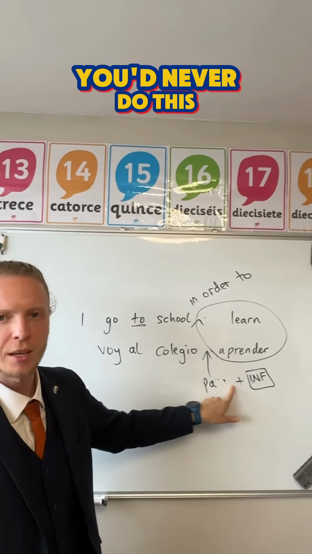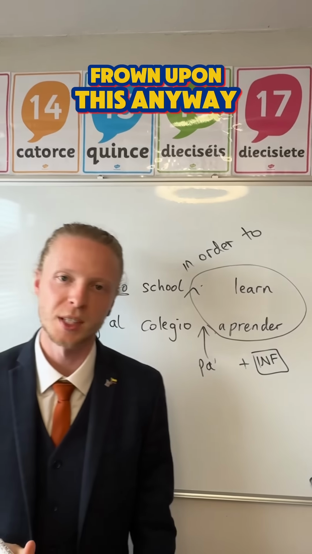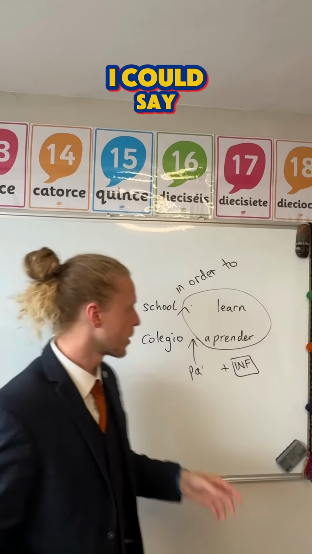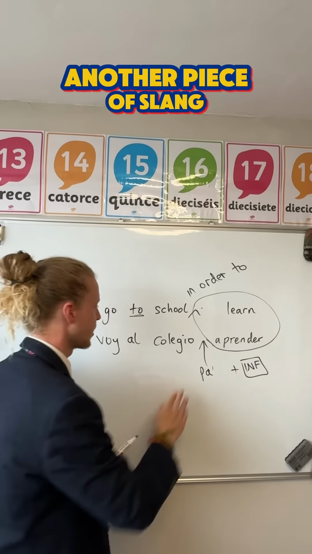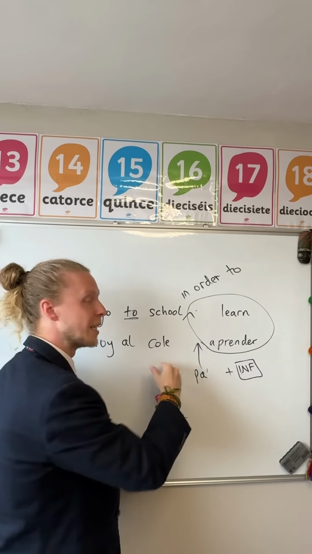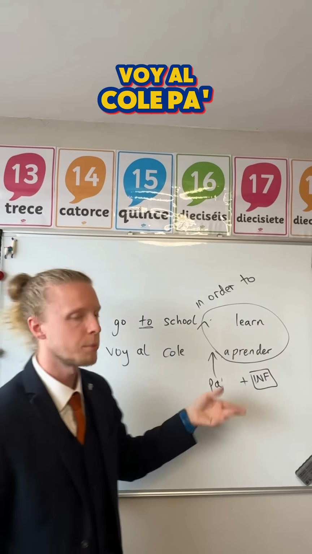Now, something to be aware of with para is in slang, it's quite common to shorten it just to pa. You'd never do this in writing unless it's really informal, and lots of people frown upon this anyway. It is slang. So I could say voy al cole. Well, really, actually, I could say voy al cole, another piece of slang you should be aware of. Instituto, often shortened to insti in Spain. So I could say voy al cole pa aprender.